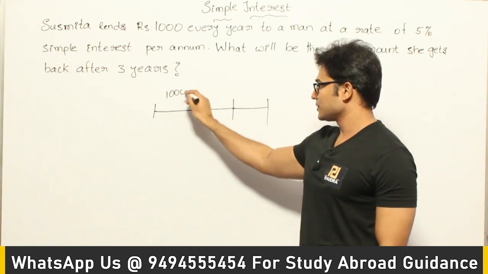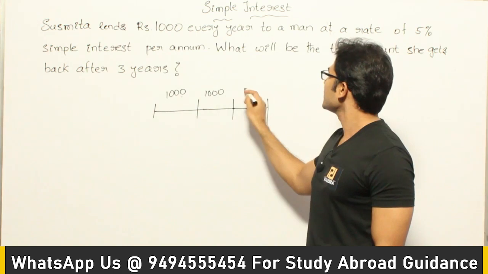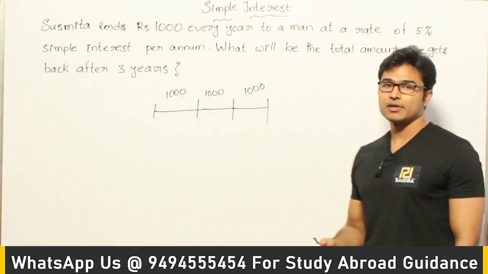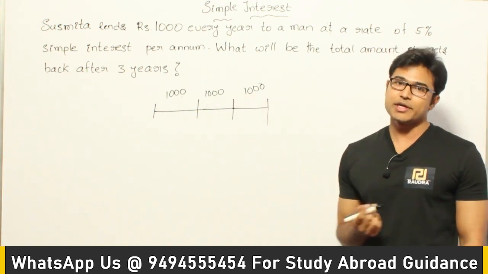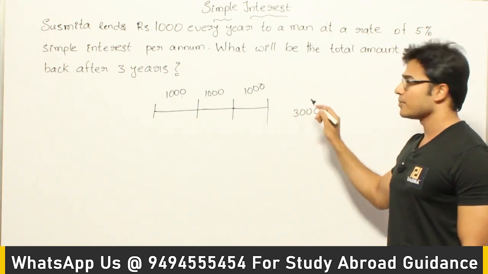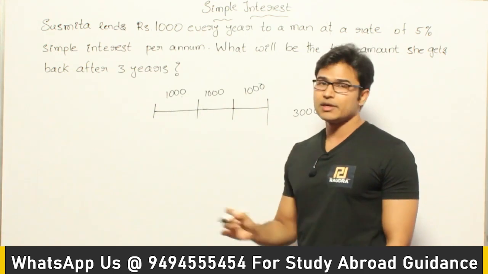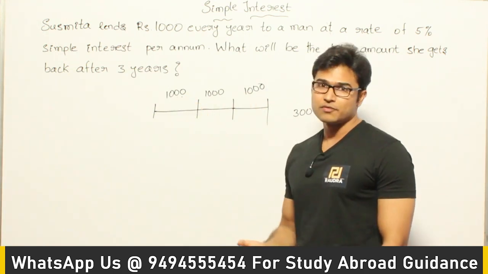So 1000 rupees she is giving here, as well as 1000 rupees she is giving here, and 1000 rupees she is giving here. So by the end, how much is she going to get? So one thing is for sure, whatever she is lending, she is supposed to get it back. Therefore all the principals put together, 3000 she is going to get back. Now on every 1000 for 1 year, she is earning an interest of 5%, right? Therefore 5% on 1000 is 50 rupees.